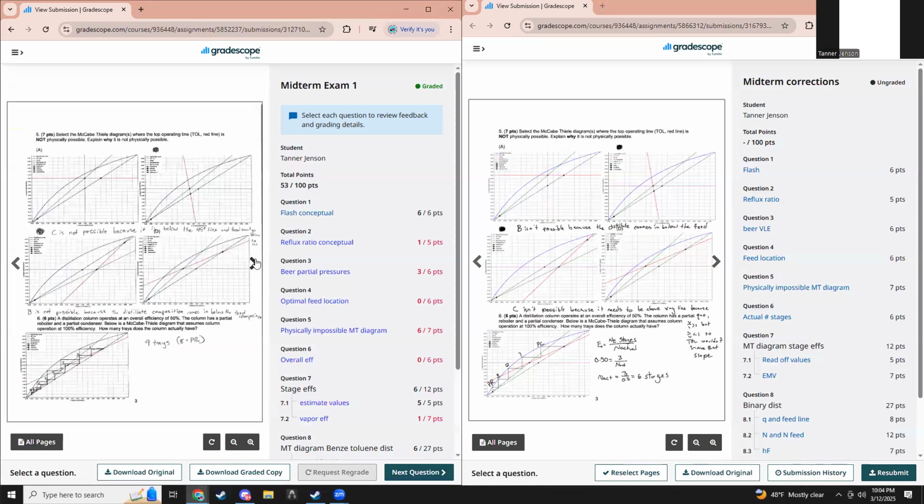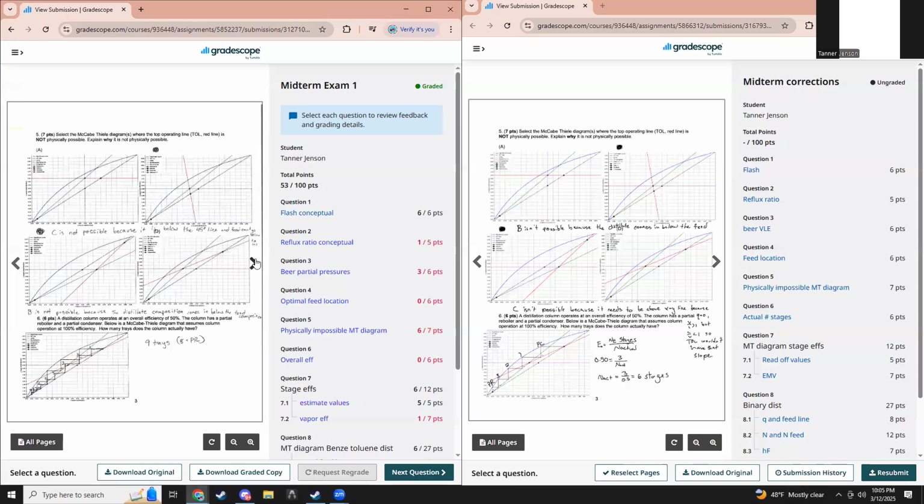For question five, I pretty much had it all correct on the first one, and just one of my explanations wasn't as thorough as it needed to be. So B and C were still the right answers. B is impossible because the distillate comes in below the feed, which is exactly what I had on the original. But for C, it's not possible because it needs to be above the X equals Y line because q equals zero for a liquid.